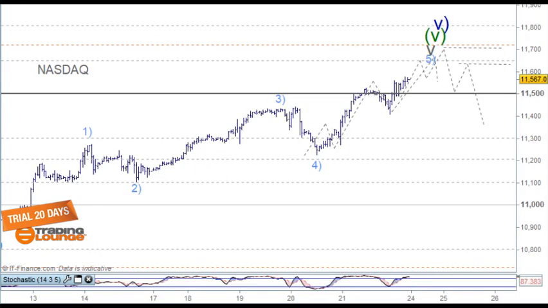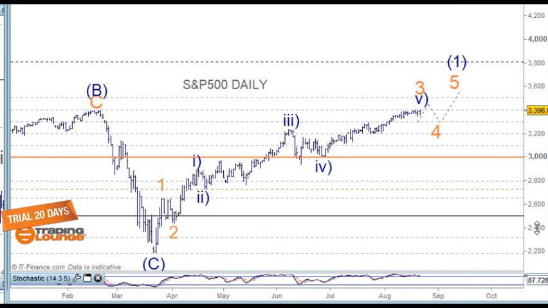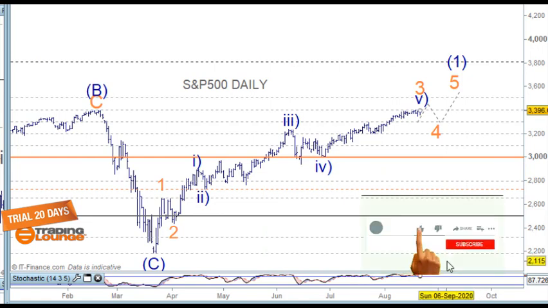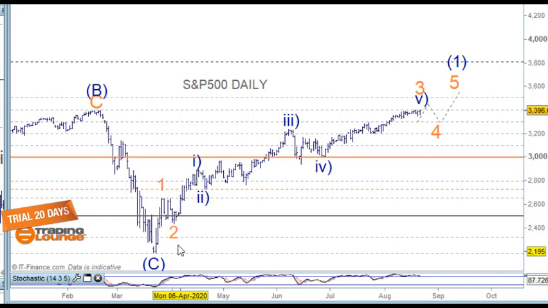It's the NASDAQ. I'm just going to move this one over to here. So this count has given me a bit of grief, but what I have understood about this market is that all the way up, even from the low here, we've seen nothing but impulse waves all the way up through here.